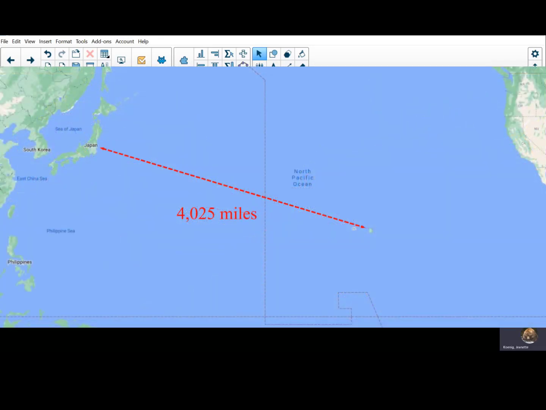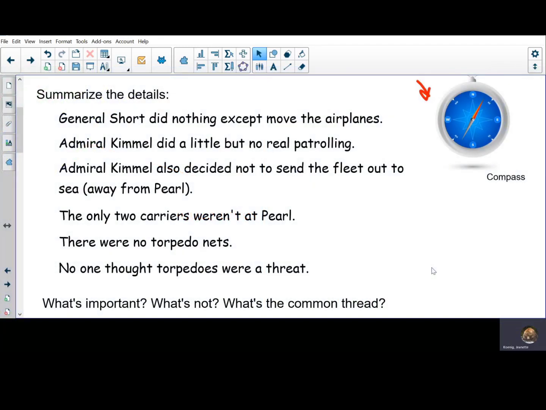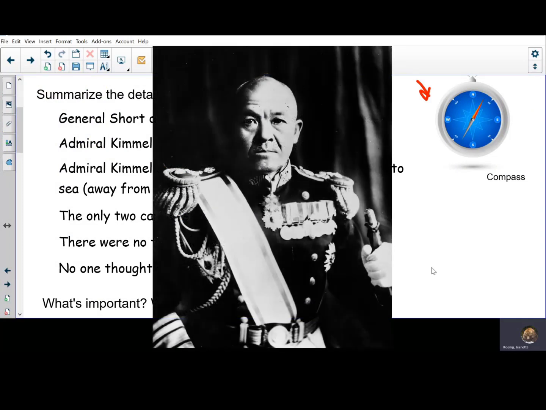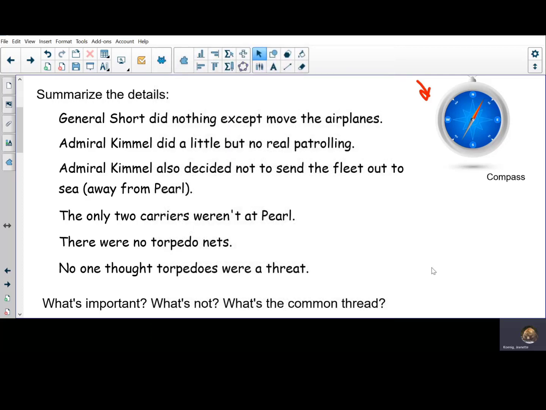Japan, on the other hand, is over 4,000 miles from Hawaii, so attacks were considered far more likely to come from battleships. In fact, even some of the Japanese commanders, including the one leading this attack, were skeptical about using aircraft carriers to bring the bombers to attack a target that was so far from Japan.